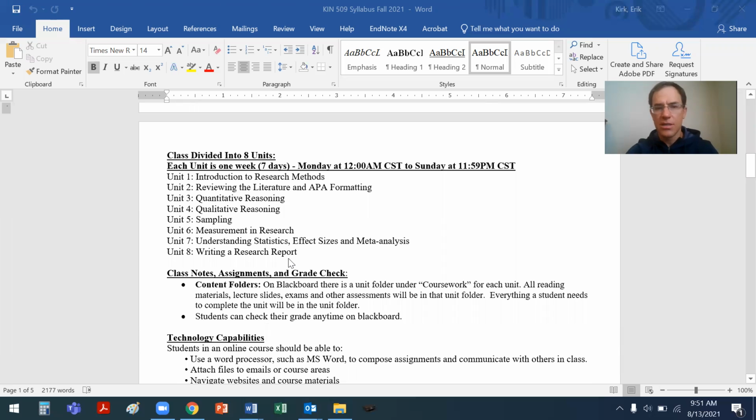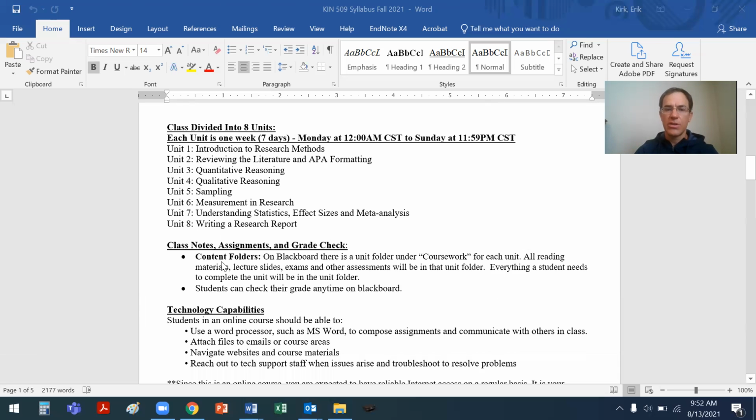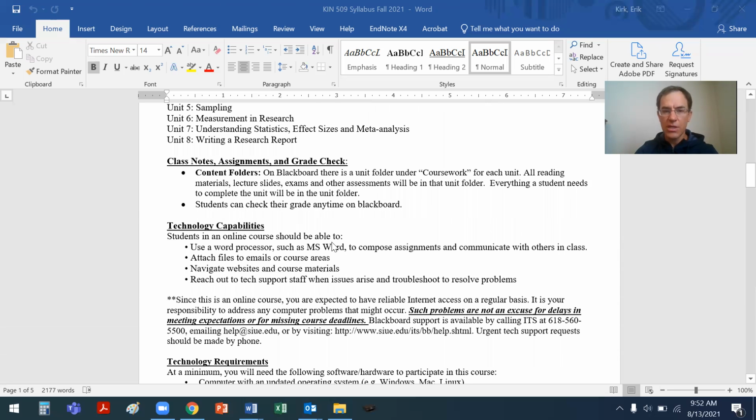All right, so the class is going to be divided up into 8 units. You can see here are the units divided out. We'll start out with an introduction to research methods, a good foundation. Reviewing the literature and APA formatting in Unit 2. Then we'll start to move on to quantitative reasoning and qualitative reasoning. Talk about sampling, measurement and research, understanding statistics, effect size, and meta-analysis. That's where we're going to do a little bit of some statistics, just enough for you to understand when you're going through the methods sections of a literature that you'll have at least a good foundation. And then you'll write a research report, because you'll be doing that as part of your assignment in this class. Again, everything you'll need to have you can find on Blackboard.